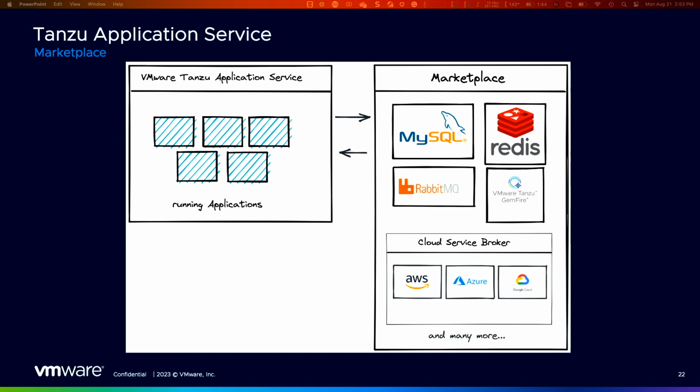So if you want to offer MySQL as a service, Redis as a service, Rabbit, Gemfire, or you want to actually extend this to these cloud hyperscalers, we can add something we call the cloud service broker and then allow developers to provision an AWS S3 bucket or a Google Cloud Spanner instance, things of that nature.